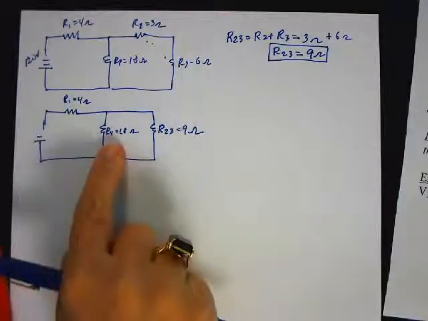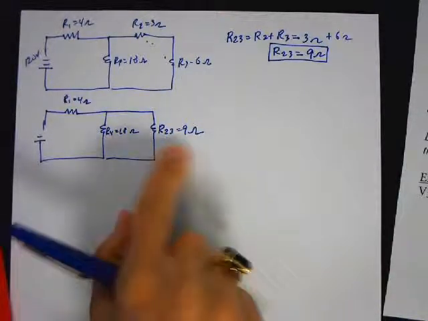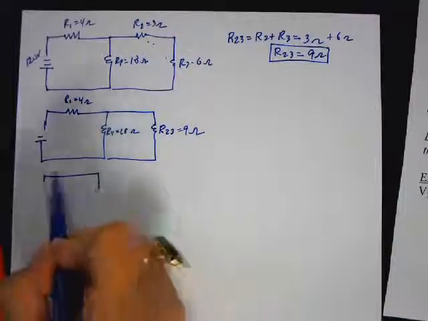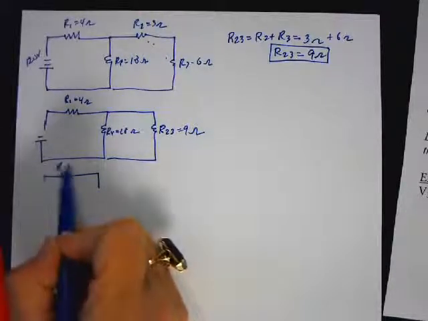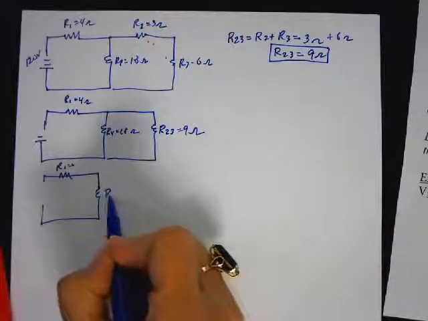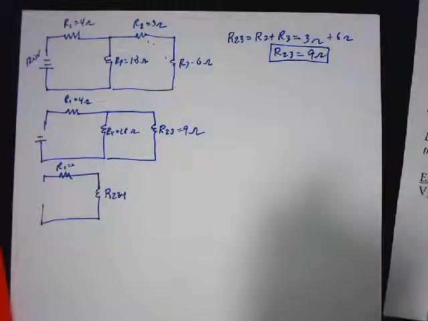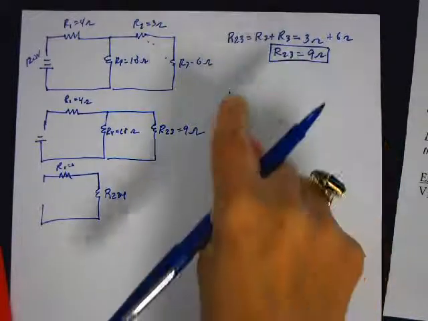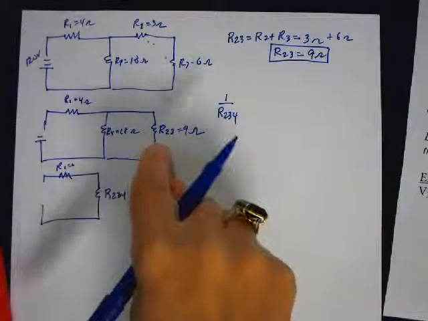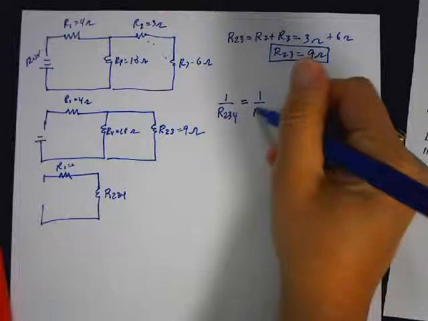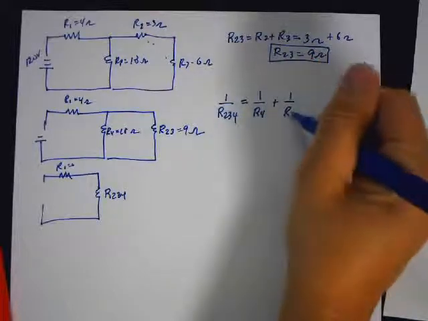Now I see that R4 is in parallel with R23 because the current divides. So if I want to find an equivalent resistor, oops, I forgot that one. R1 stays the same. So now if I want to add these two in parallel, I'm going to call this R234. Now, how do I find R234? So 1 over R234. Why am I saying 1 over? Because these are in parallel, and that's how I add resistors in parallel. So 1 over R234 is equal to 1 over R4 plus 1 over R23.